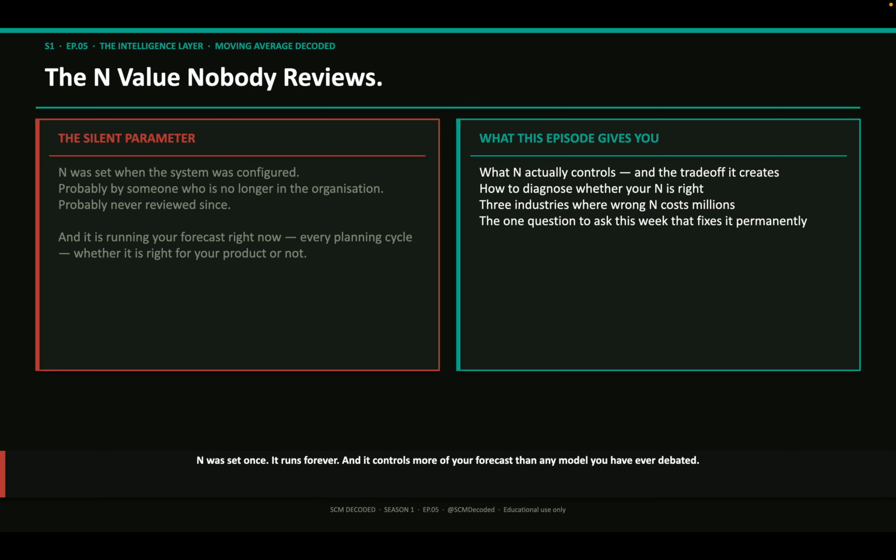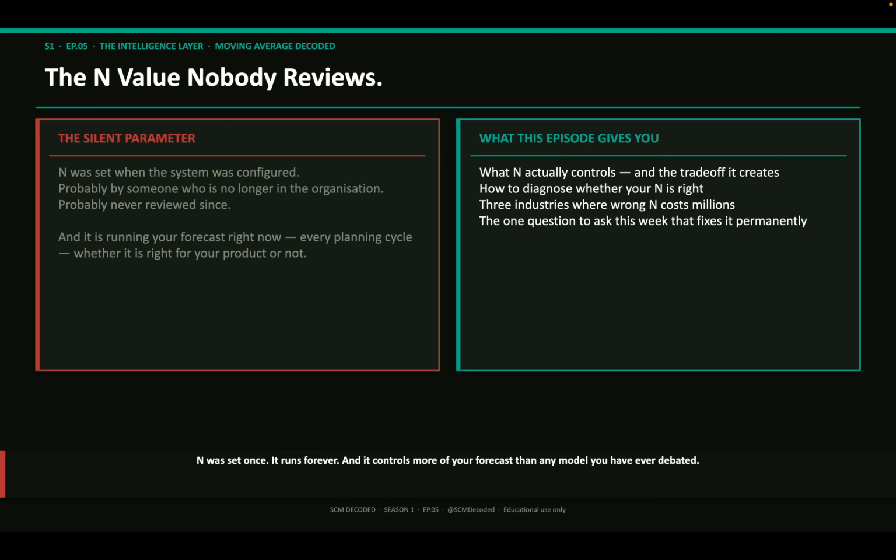So, good day, guys. Welcome to episode 5 of the Intelligence Layer. Today, we decode moving average N, which controls how many historical periods your moving average forecast uses to predict the future. It was set during system configuration, possibly years ago, possibly by someone no longer in the organization, and it has almost certainly never been reviewed, so please pay close attention. This will surely be useful for you to make a big impact on your planning.